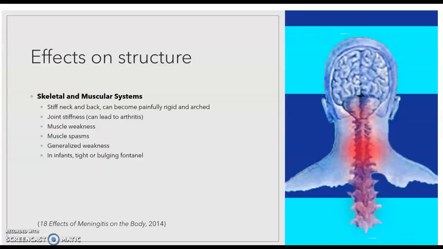In the skeletal and muscular systems, you'll see a stiff neck and back that can become painfully rigid and arched, joint stiffness that can lead to arthritis, muscle weakness, muscle spasms, generalized weakness, and in infants, a tight or bulging fontanelle.